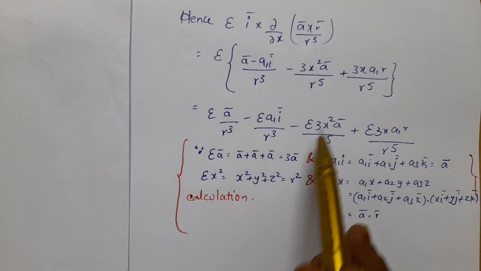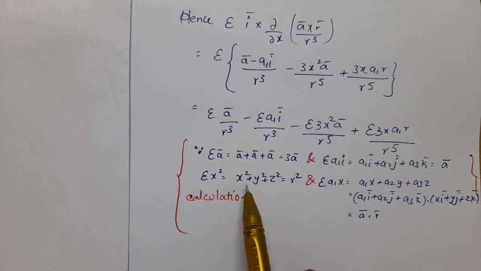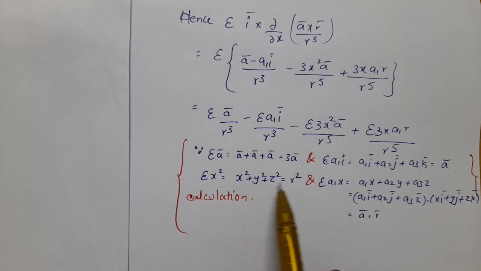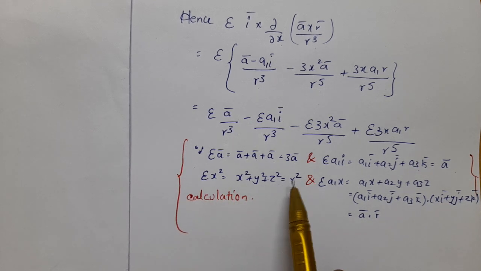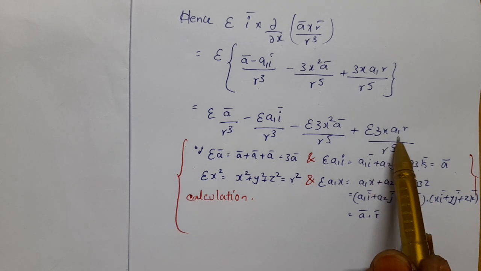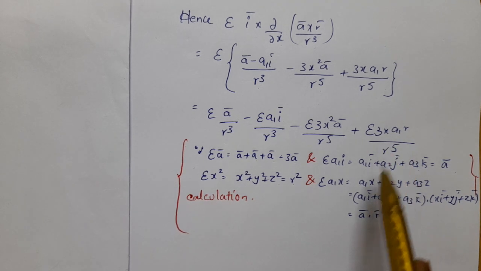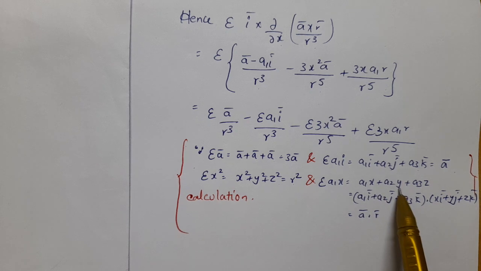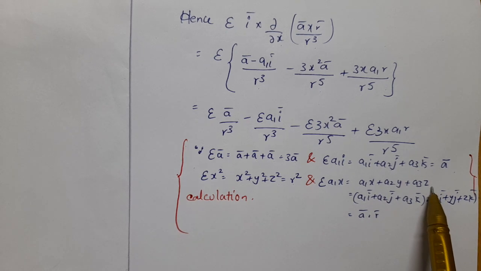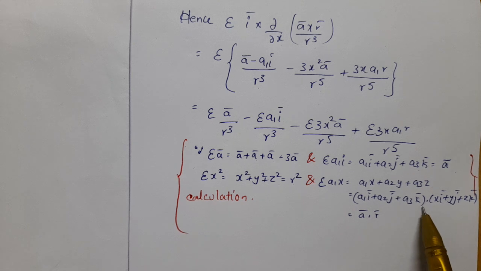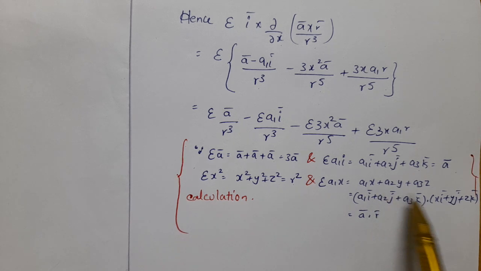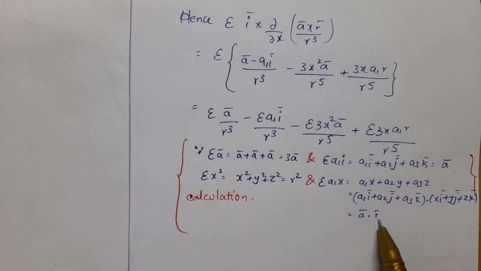Next sigma x square, expand this sigma to the next terms: x square plus y square plus z square. This can be taken as r square. Next sigma a1 x: a1 x plus a2 y plus a3 z, which is a1 i plus a2 j plus a3 k dot x i plus y j plus z k. This can be taken as a bar dot r bar.